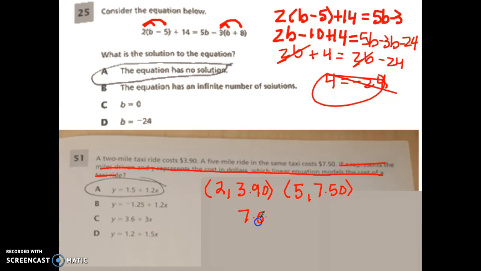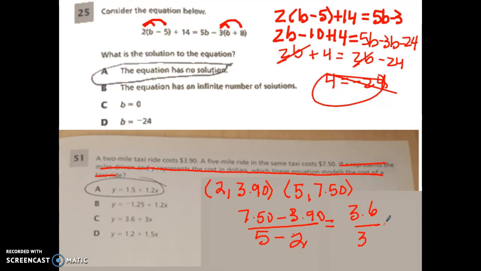So 7.50 minus 3.90, over 5 minus 2. That hit me typing in my calculator because I'm tired. I feel like crunching numbers in my head. 3.6 over 5 minus 2 is 3. Did I do this right? It looks like it. 7.50 minus 3.90.